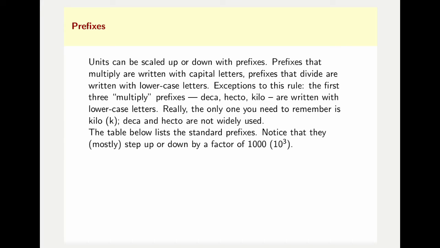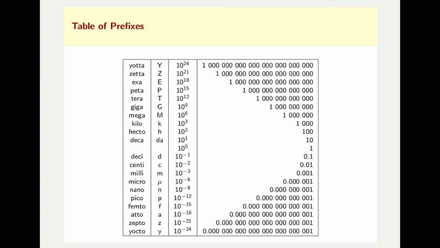The table next lists the standard prefixes. Notice that they mostly step up or down by a factor of 1,000, which is 10 to the 3rd. And here's the table of prefixes. Notice that right here in the middle is 10 to the 0 or 1. The prefixes that make units bigger go up from there. Deca, hecto, and kilo, notice that they are lowercase like I mentioned. Kilo is 1,000, mega is 1,000,000, giga is 1,000,000,000, tera is 1,000,000,000,000, and so on.